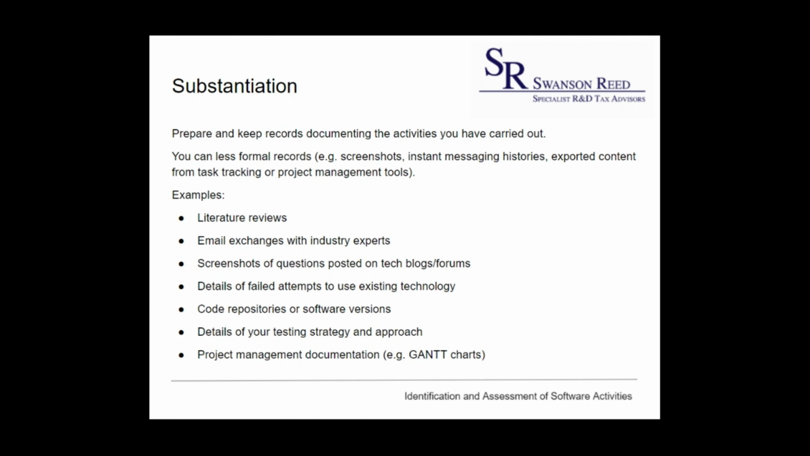For example, to show that the outcome of the experiments could not have been known or determined in advance, a company may keep records of literature reviews, email exchanges with industry experts, screenshots of questions posted on tech blogs, or details of failed attempts to use existing technology. As the activity progresses, to show that activities followed a systematic progression of experimental works, a company may keep records of each step of the experimental activity. This may include their code repositories, software versions, details of testing, strategy and approach, or project management documentation such as Gantt charts. This is, of course, not an exhaustive list.